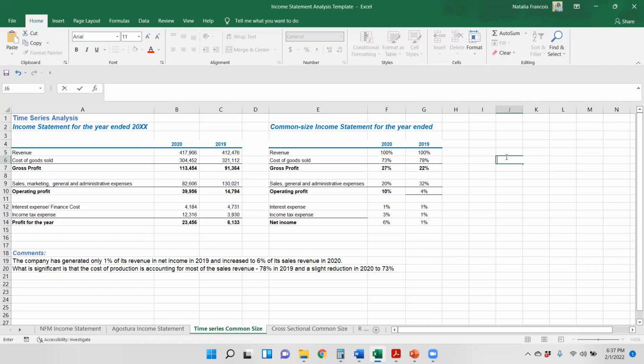Miss, you could just go over how you get the percentage. Every item on the income statement is divided by the revenue. So cost of goods sold, this 304,452 is divided by 417,906. Multiply by 100. Do you get it? Try it out. Take this item, gross profit 113,454 divided by 417,906.